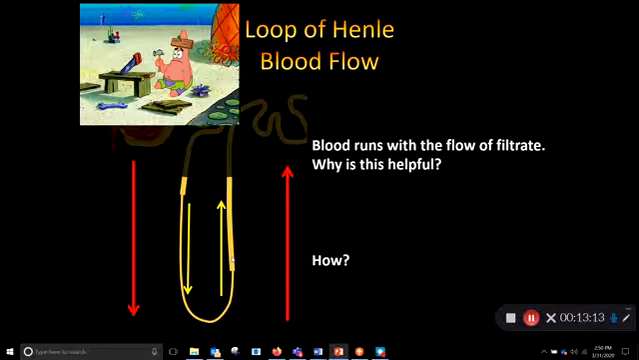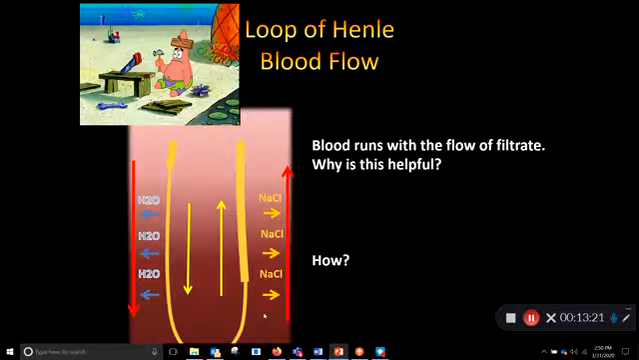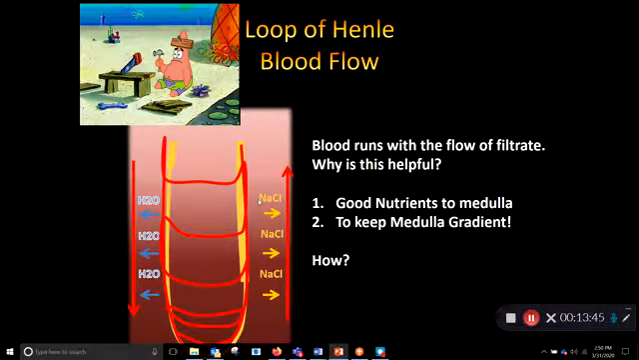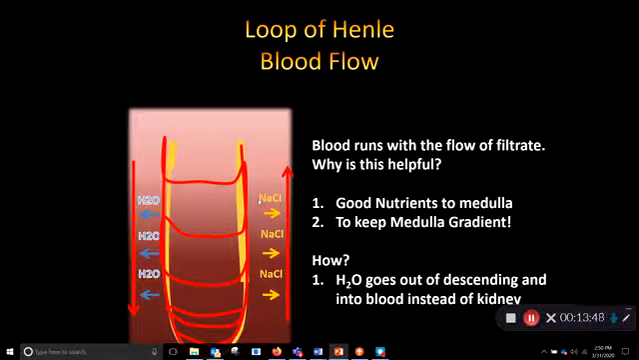There is actually a counterbalance. It doesn't seem like it makes sense to have this concentration gradient the way it is, but there is a counterbalance that is your blood. Your blood is the one that, once that water comes out, it's going to get absorbed into the blood. And when it's going back up, that blood is going to grab that sodium chloride. So it's grabbing the excess water and that excess sodium chloride, leaving intact that concentration gradient. So good nutrients to medulla, keep medulla gradient. You're going to be A-okay.